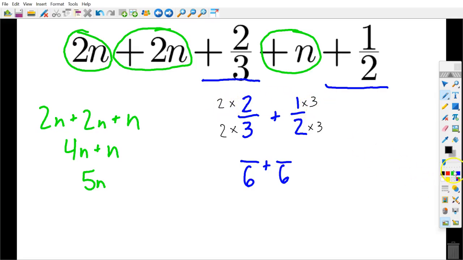Okay? So I've got 2 times 2, 4. 1 times 3, 3. Here it goes again. 4 plus 3 is 7 over 6.